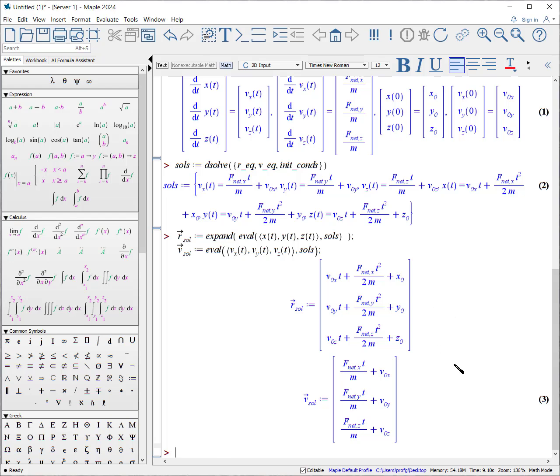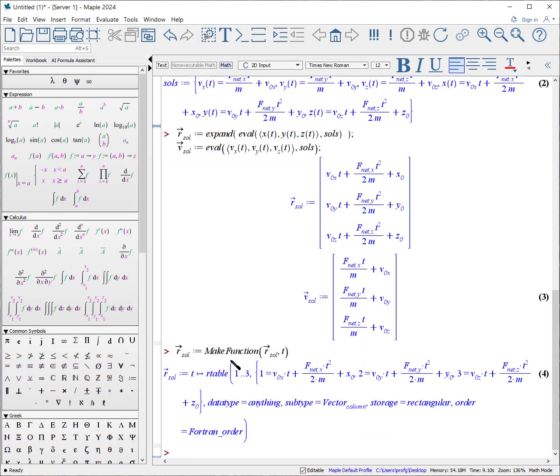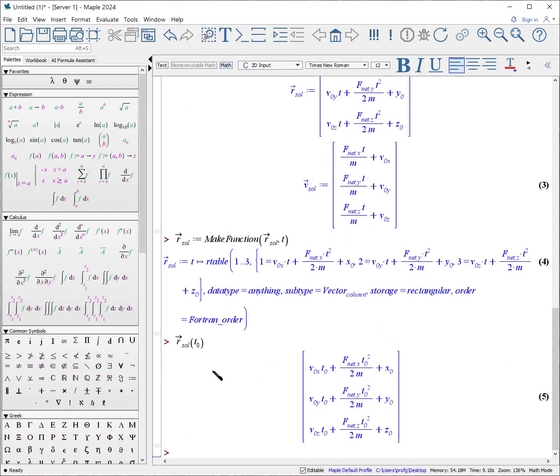Notice, though, that none of these things are functions. To make them a function, we have to include makefunc. So we make the function by saying that this is a function with respect to t. The output looks kind of ugly, but it is a vector. It is a column vector with the components written out as defined by putting in some value for t and seeing that we get a vector out of it at the location of t sub 0.